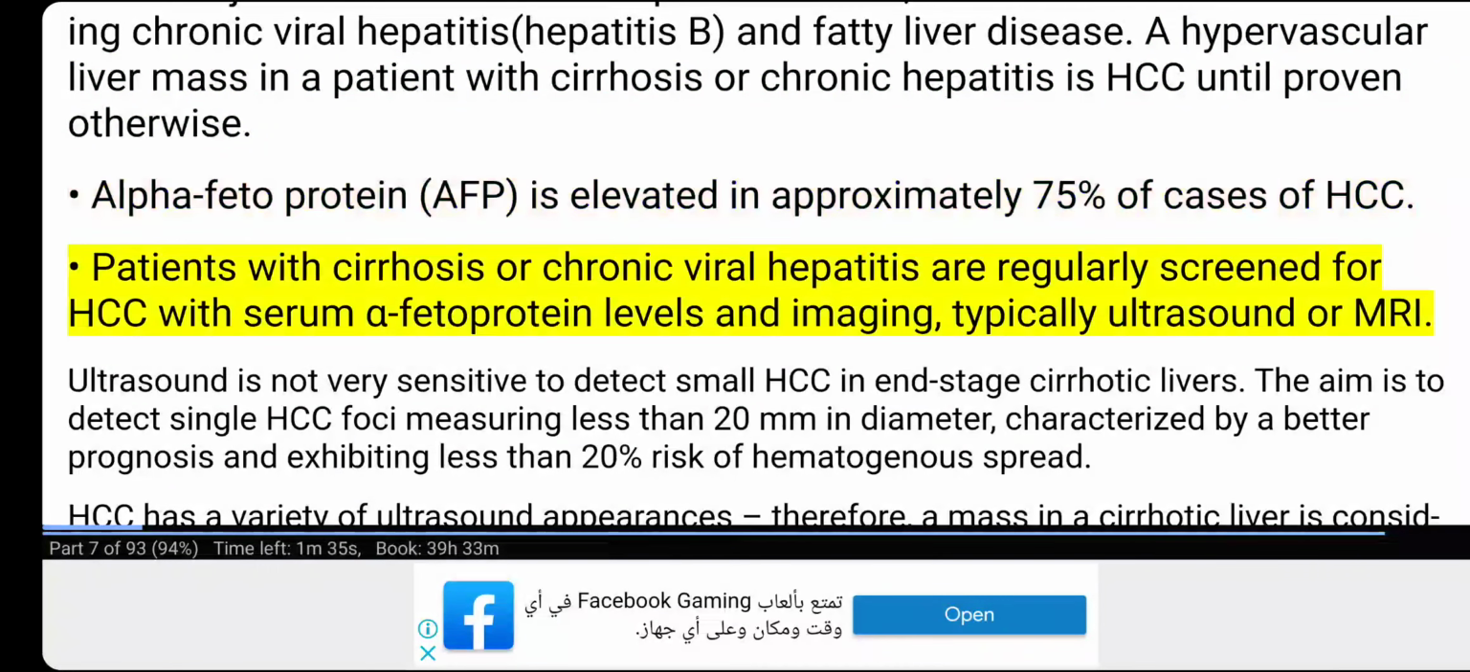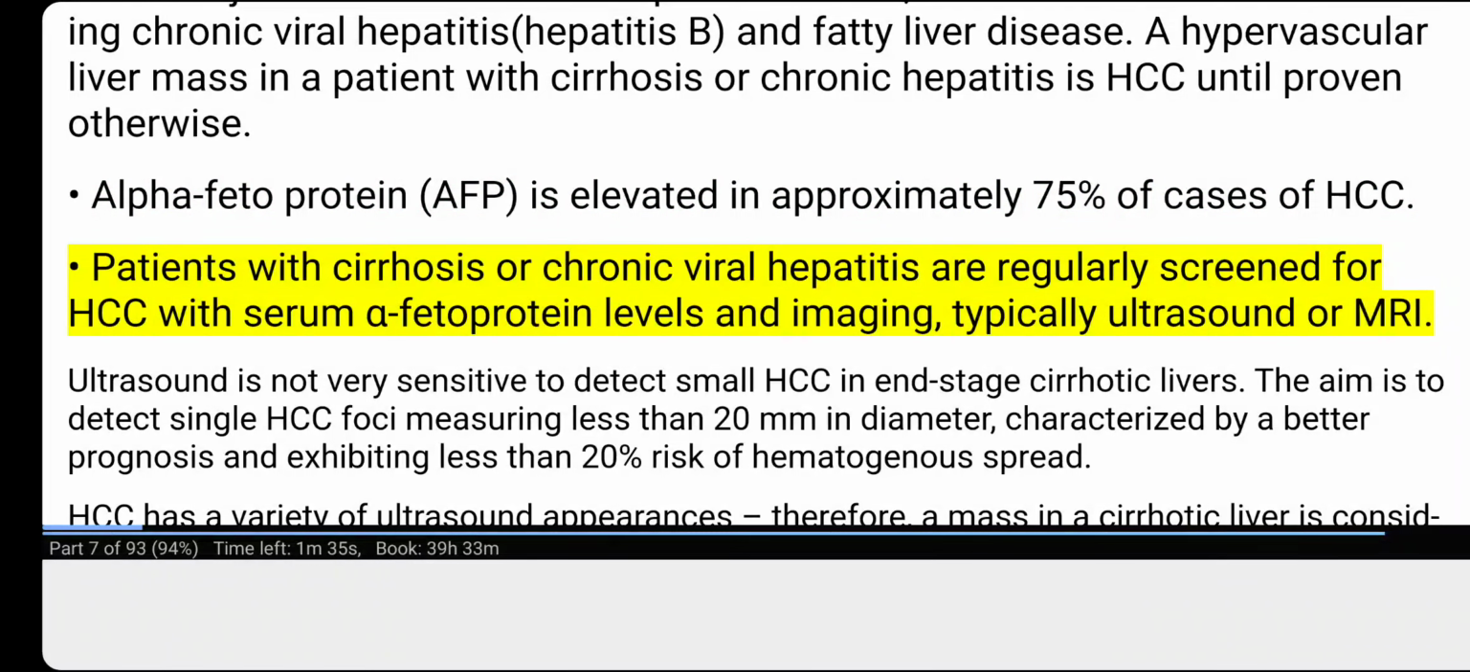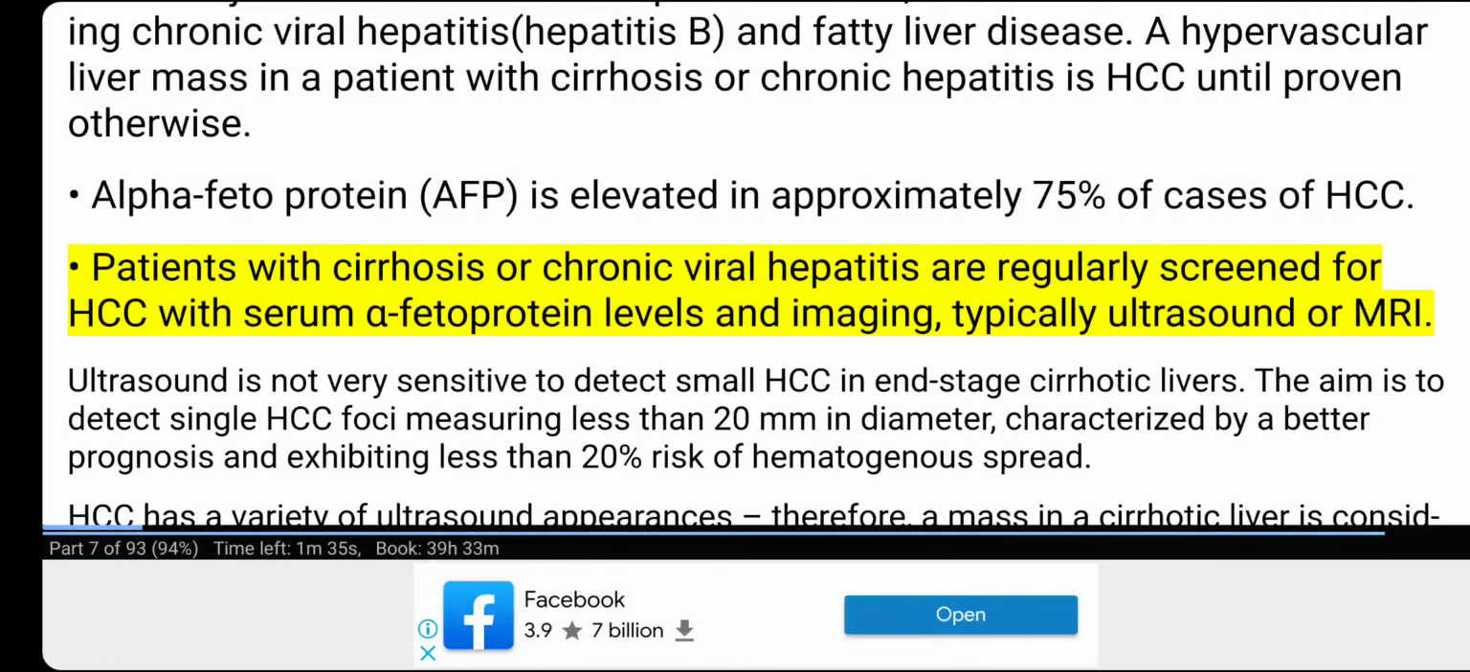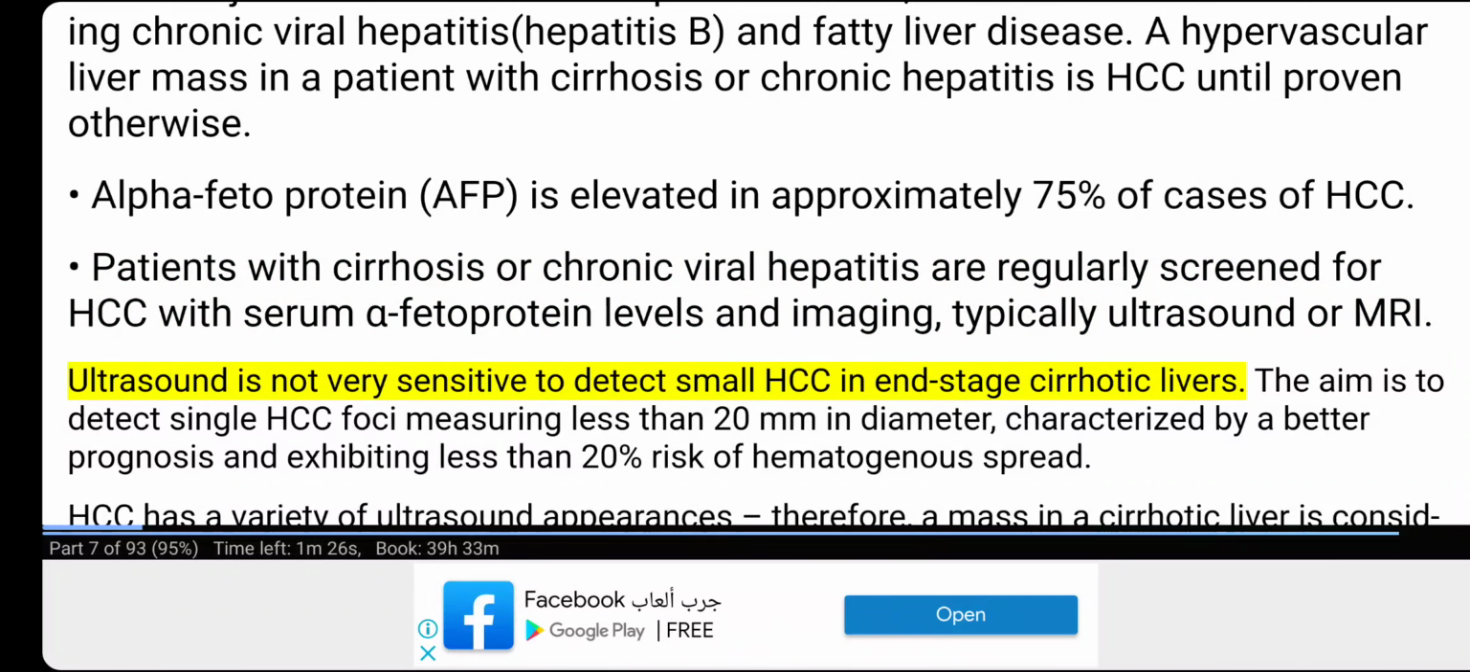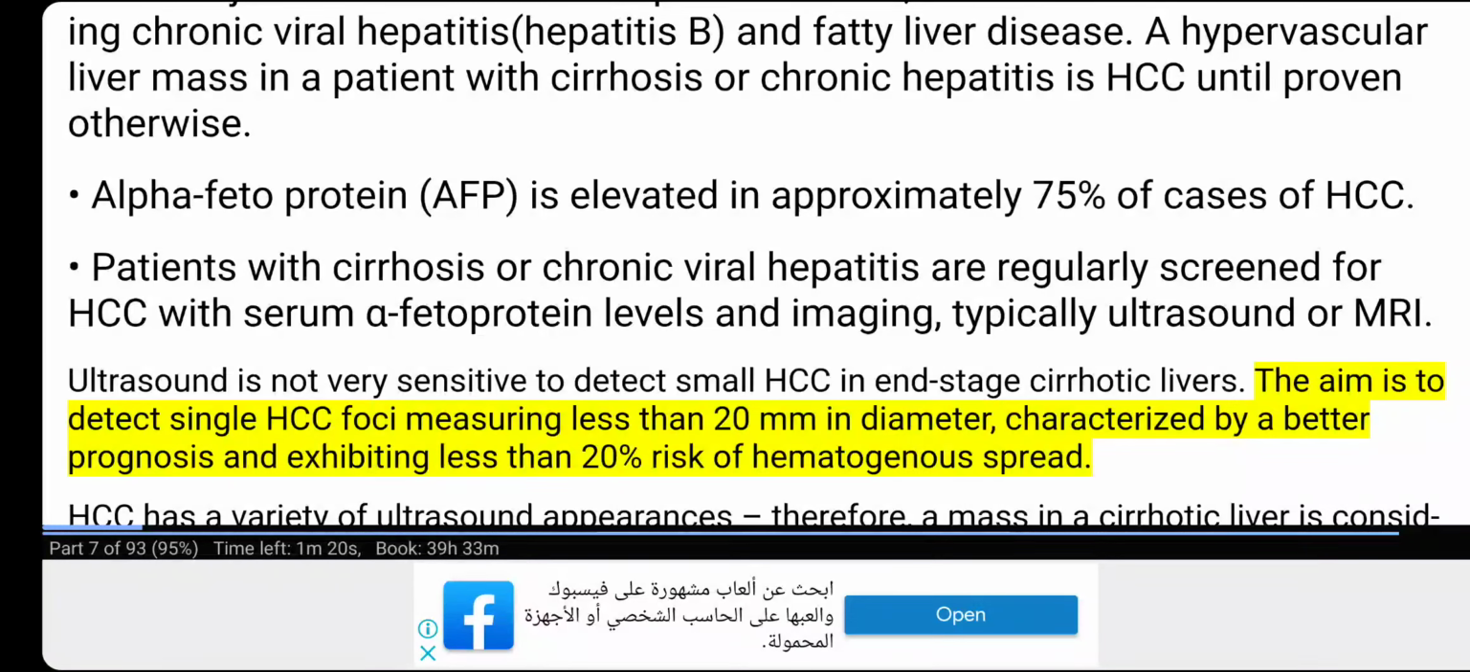Patients with cirrhosis or chronic viral hepatitis are regularly screened for HCC with serum alpha-fetoprotein levels and imaging, typically ultrasound or MRI. Ultrasound is not very sensitive to detect small HCC in end-stage cirrhotic livers. The aim is to detect single HCC foci measuring less than 20 mm in diameter, characterized by a better prognosis and exhibiting less than 20% risk of hematogenous spread.